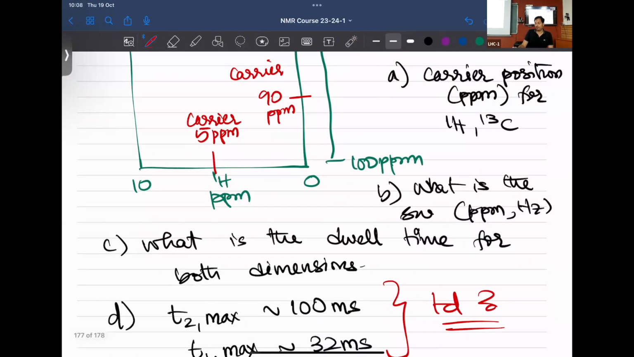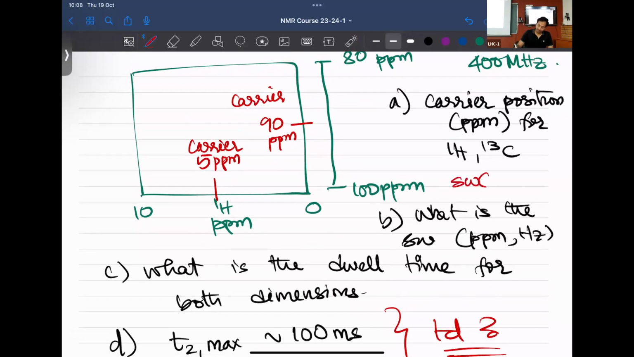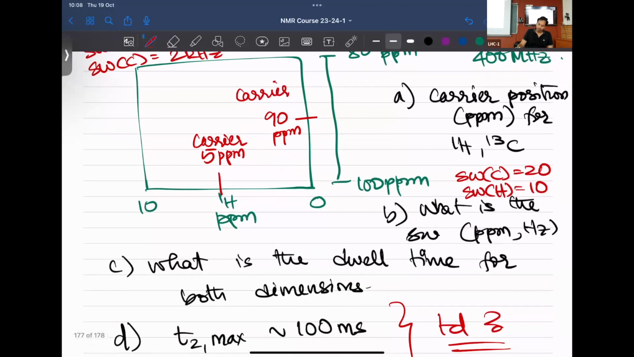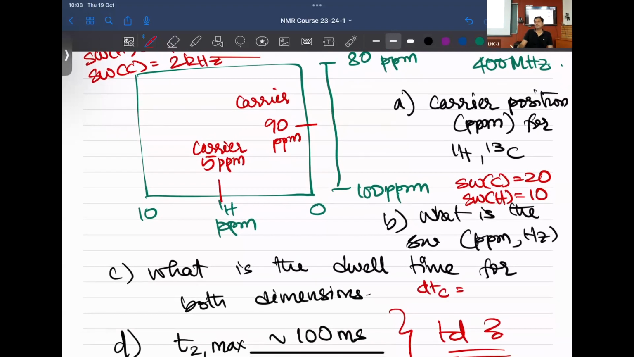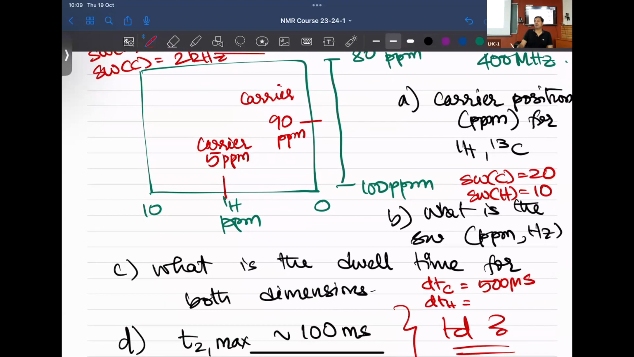And how about question B? What is the spectral width in ppm for carbon? 20. Very good. Spectral width of carbon in ppm is 20, and spectral width of proton? Yeah. Very good. Excellent. What is it in hertz for 400 megahertz? 4 kilohertz. Excellent. And how about carbon? 2 kilohertz. Yeah, that's correct. So what is the dwell time for carbon? 500 microseconds. And what is the proton dwell time?